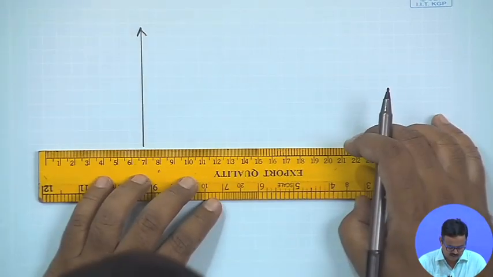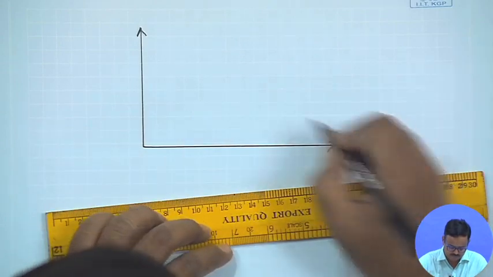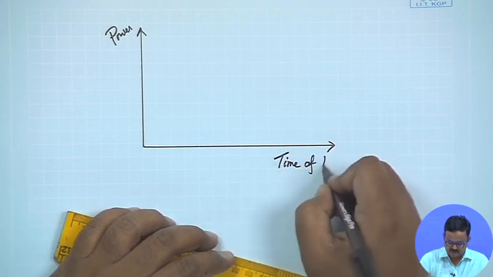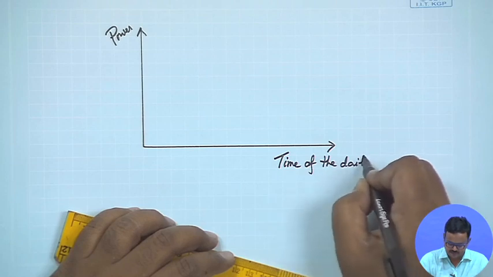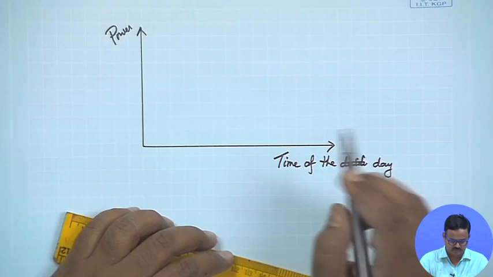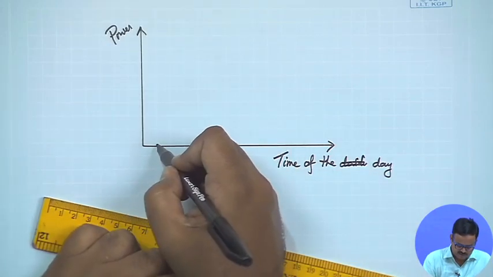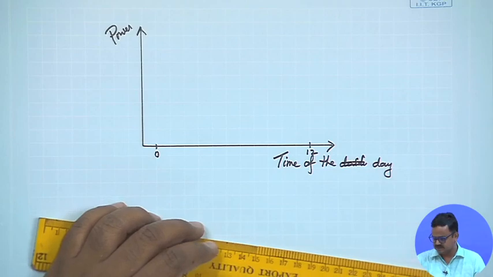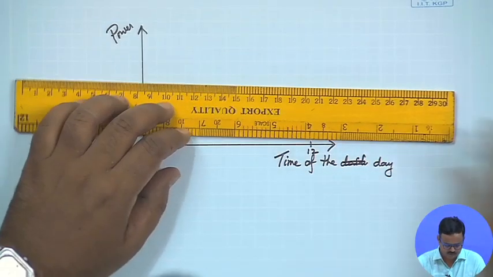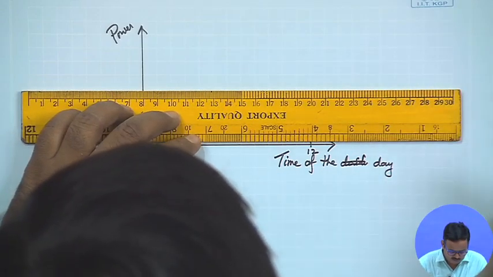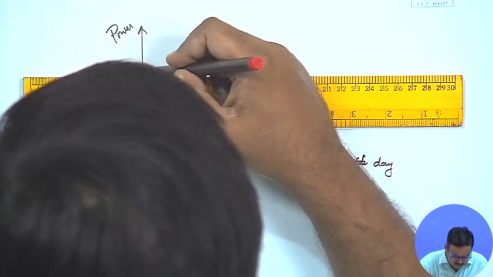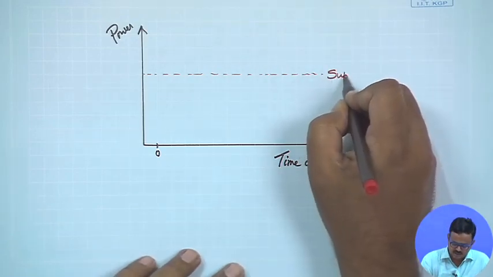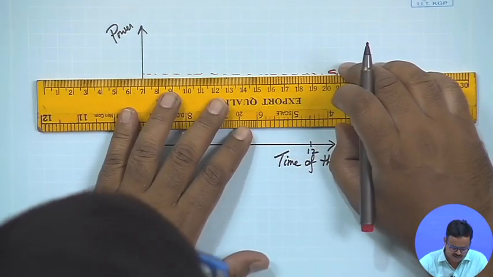I would say this is my power, and for the time being, let us say this is time of the day. I am talking about a daily variation. So what did we see? We saw that if we start from midnight and go on till midnight here, we saw something like this. Let me say this is my average. I am going to draw just one line here. Let us say this red line is my supply.